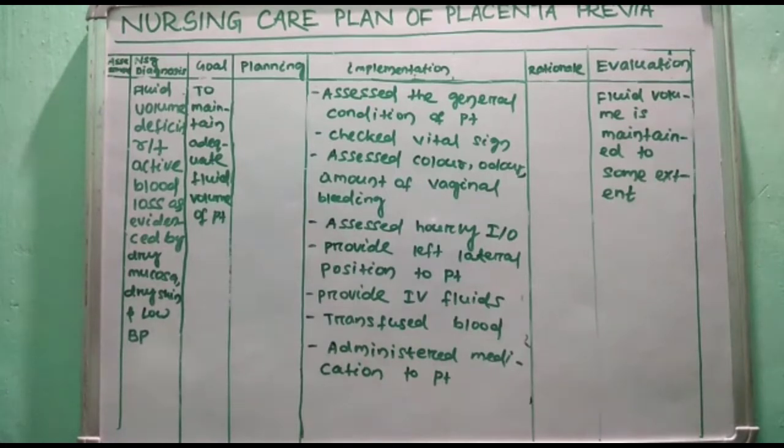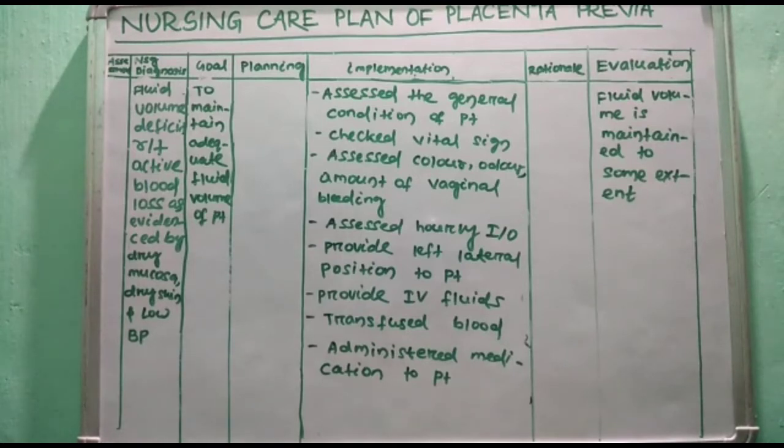Then next implementation is advise the patient to take small and frequent meals every 4 hours. Then provide the patient a calm and quiet environment for adequate rest, and provide adequate rest to the patient to improve the general condition of the patient. Here evaluation is the nutrition level of the patient is slightly improved.